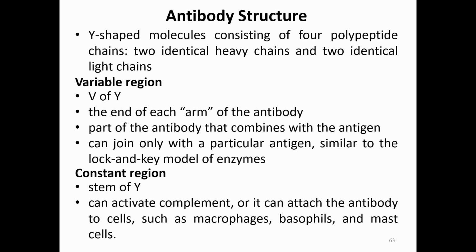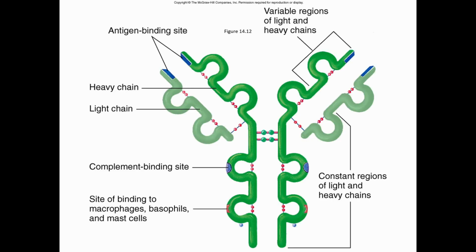Your variable region is the V part of your Y shape. They are the end of each arm of the antibody and the part of the antibody that combines with the antigen. It can only join with a particular antigen, similar to the lock and key model of enzymes. The constant region is called the stem of the Y. It can activate the complement, or it can attach the antibody to cells such as macrophages, basophils, and mast cells. So these are the different parts of your antibody.